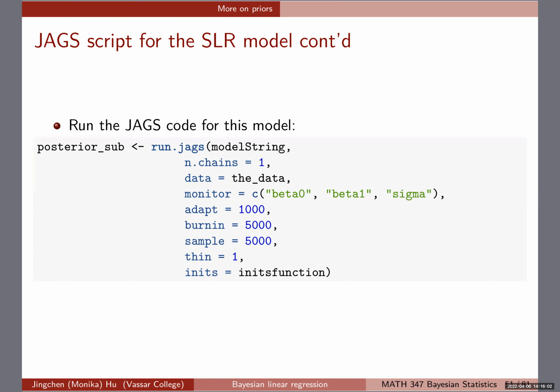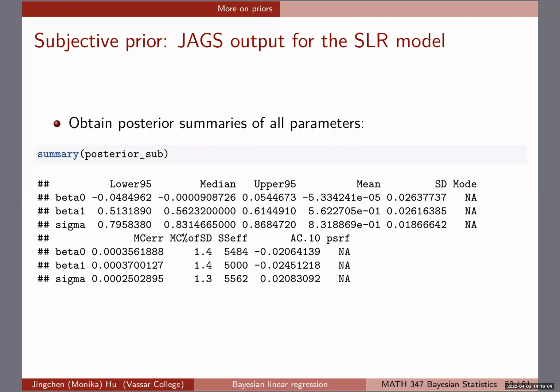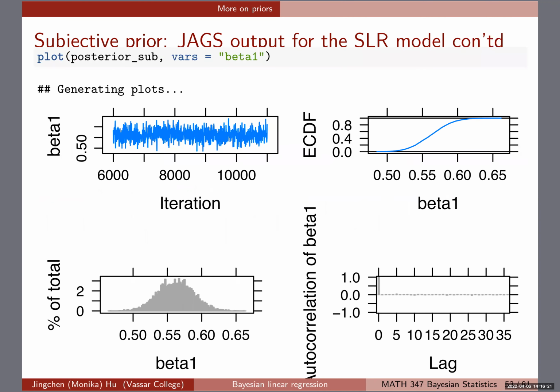Okay. So for us, I just want to show you, this is the JAX output. Overall, the effective sample size seems fine. Beta 0 seems to be centered around 0 and very small overall as well. And we got beta 1 and sigma and everything over here. Plotting wise, this is for beta 1. The MCMC diagnostics seem fine and all that, right? So you'll be able to summarize your results.